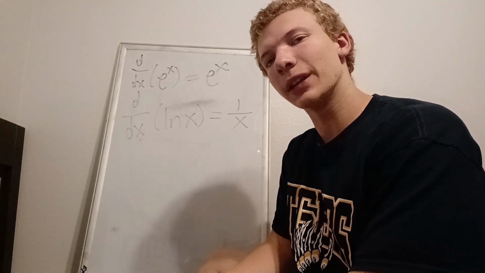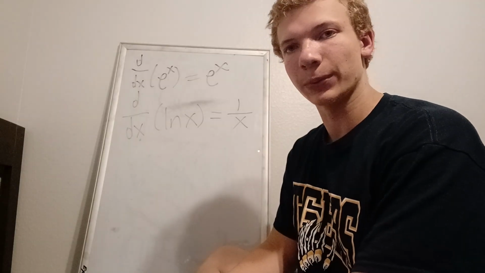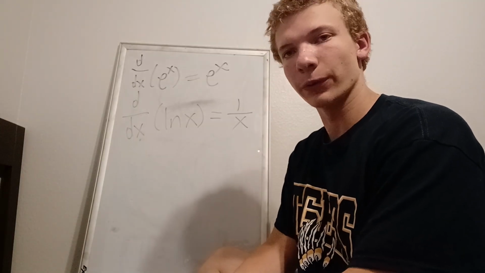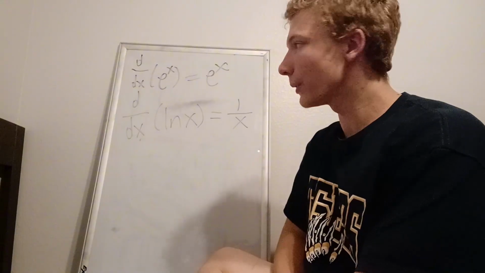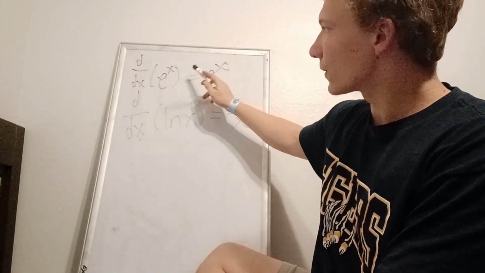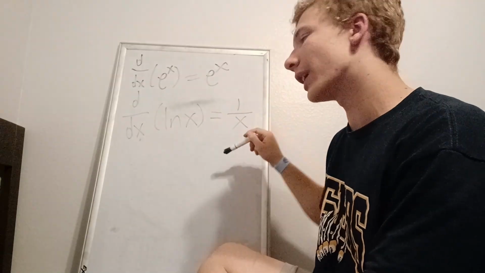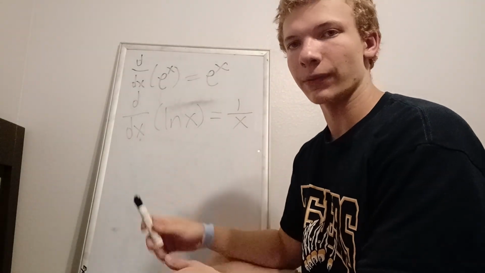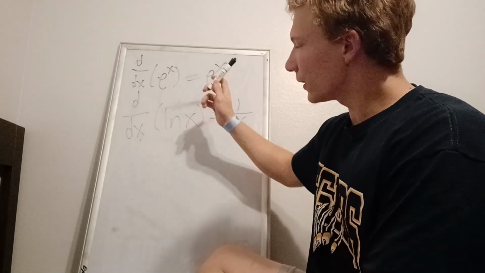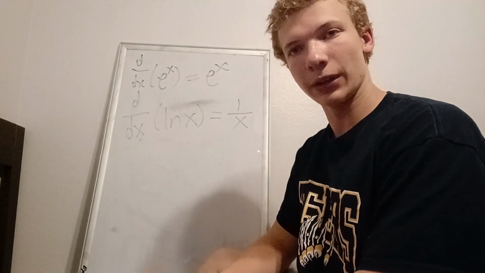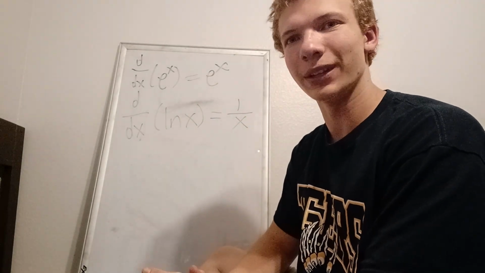But continuing where we left off, we're going to be using the results that we proved in the previous video to prove the power rule. All you have to remember is that the derivative of e to the x is equal to e to the x, and the derivative of the natural log of x is equal to 1 over x. And again, we showed this in the last video. Now we're going to be combining these results with the chain rule to finally prove the power rule.